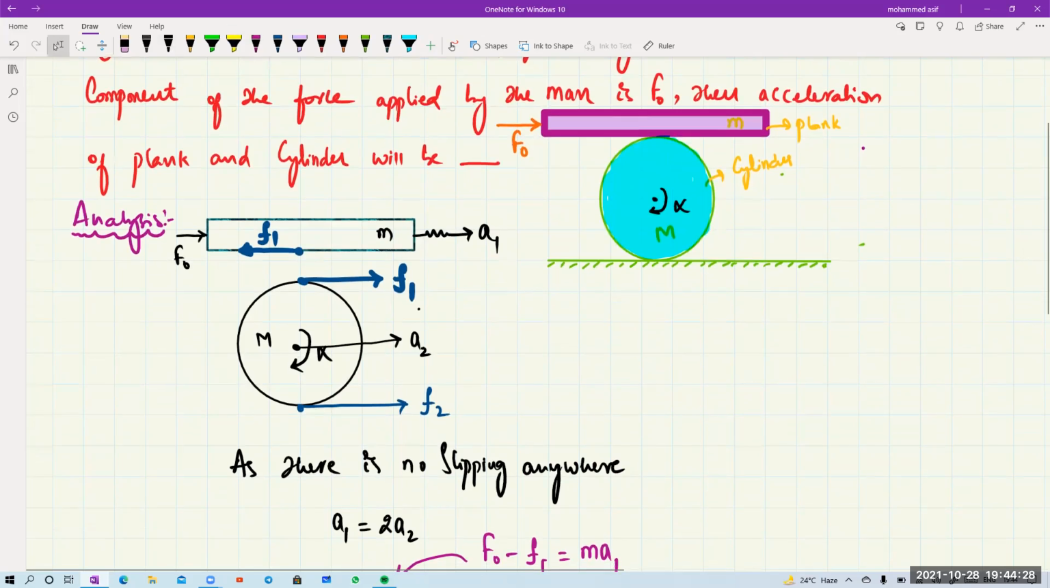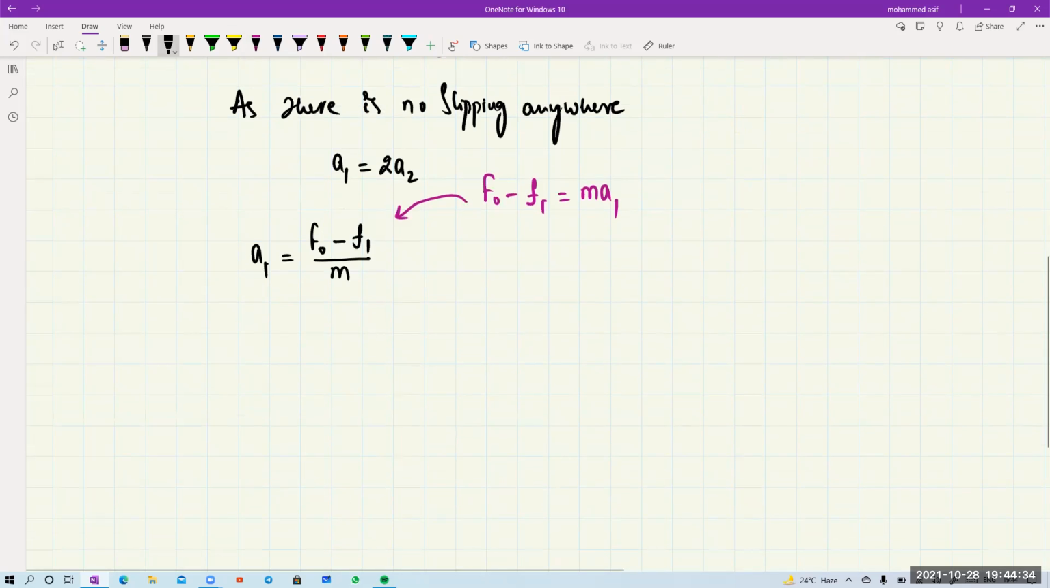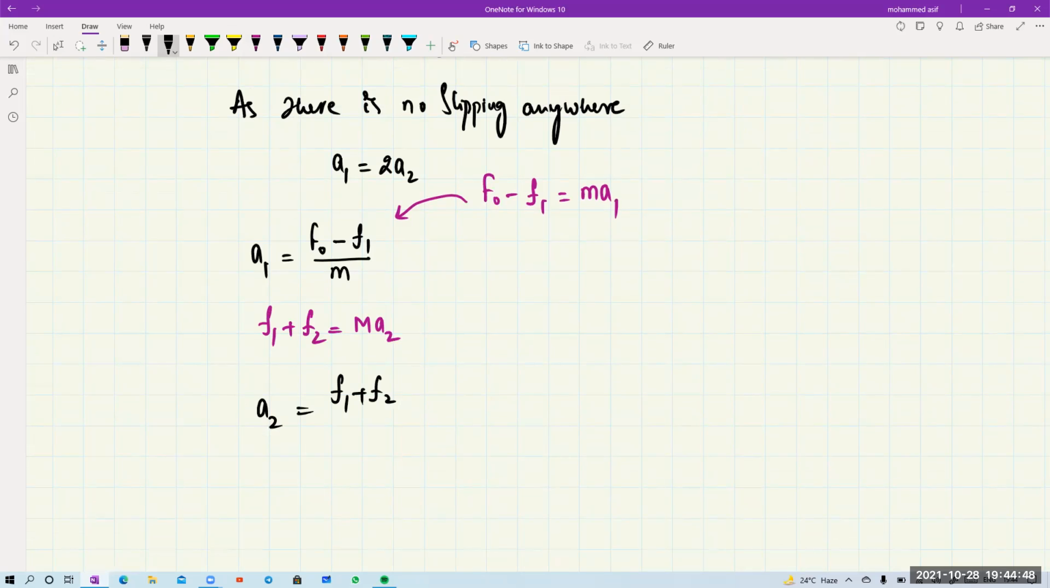Now for A2, what is acting here? F1 is acting in the front direction, F2 is also acting in the front direction. Both of them are acting in the front direction only. So I can write F1 plus F2 is equal to the mass of that body, capital M, into acceleration A2. That means A2 will be equal to F1 plus F2 divided by capital M. So these are the values of A1 and A2. This is my equation number 1, and this is my equation number 2.